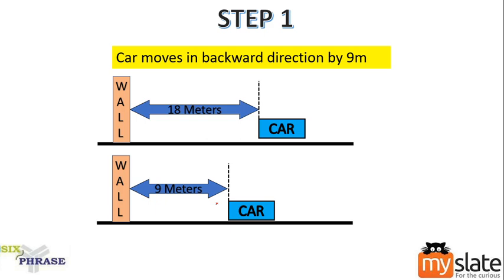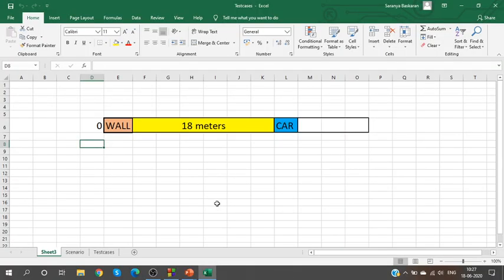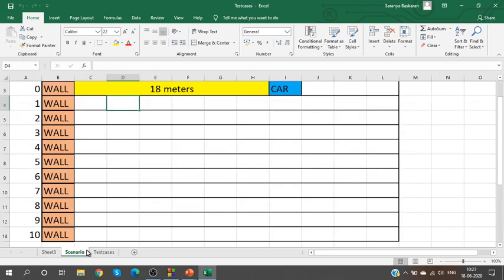So instead of doing it here, I'll do it in the Excel sheet. Imagine it this way. Step 0. What did we say as step 0? There is a wall and 18 meters from the wall we have the car. Let's observe what happens in each step. I've just created the structure alone. This indicates the steps: 0, 1, 2, 3, 4 to 10 indicate the steps. So we have the initial setup. What is the initial setup? There is a wall. 18 meters from the wall, we have a car.